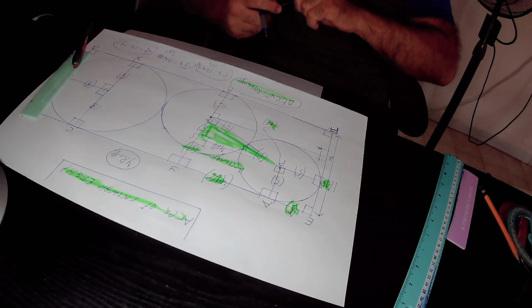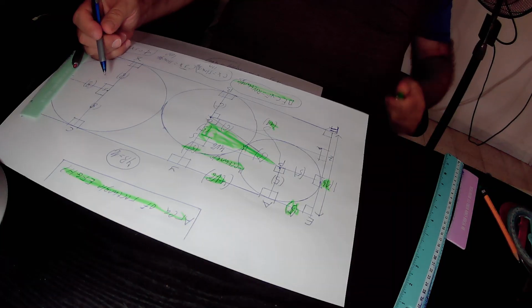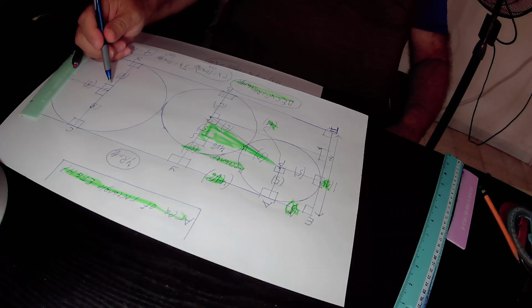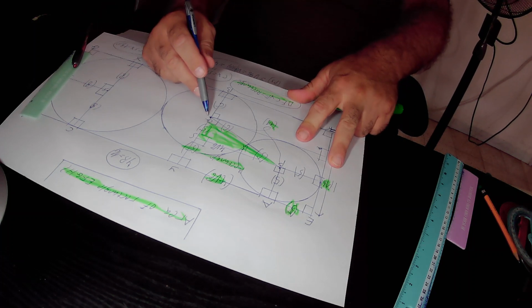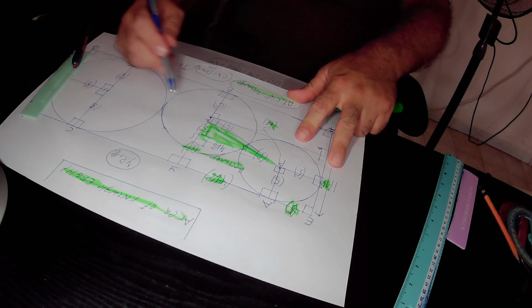In the next step, we'll join the center of this big circle, that is point S, with the center of this medium circle, that is Q. So we join points S and Q together by a straight line.